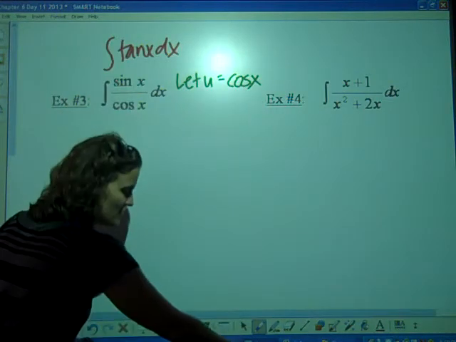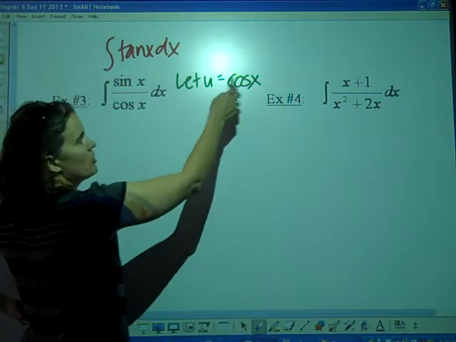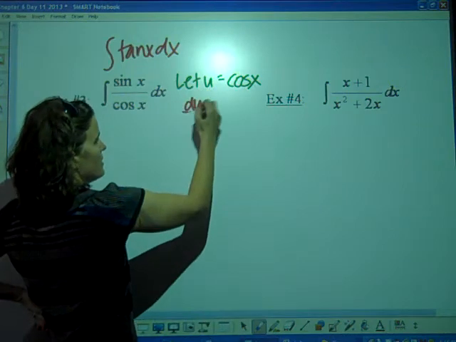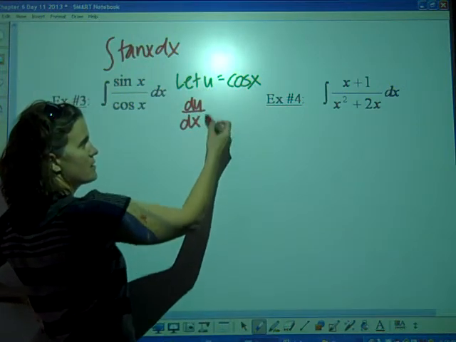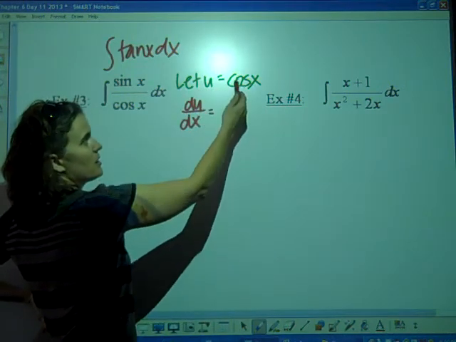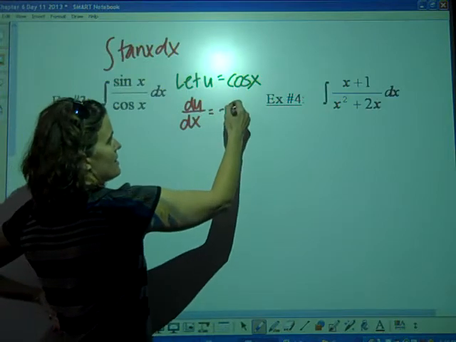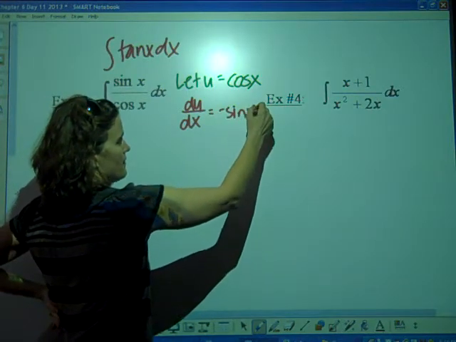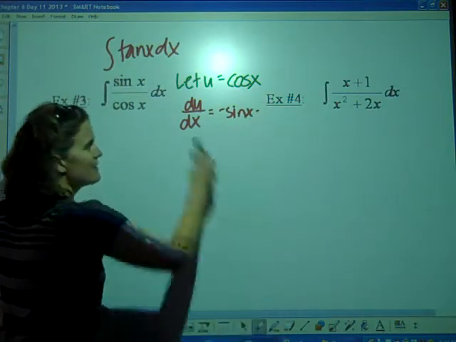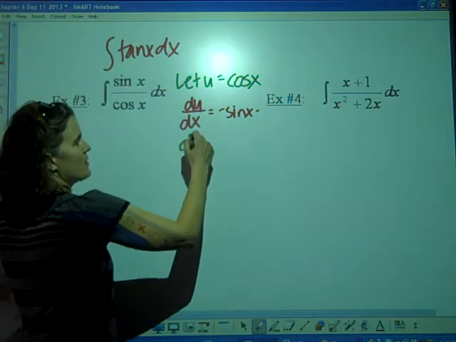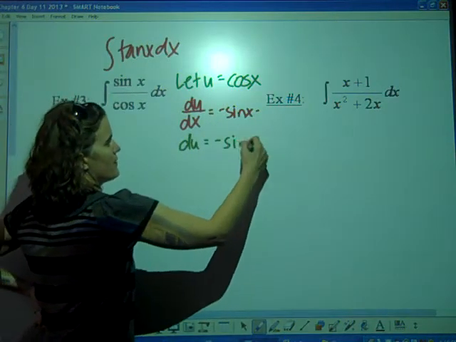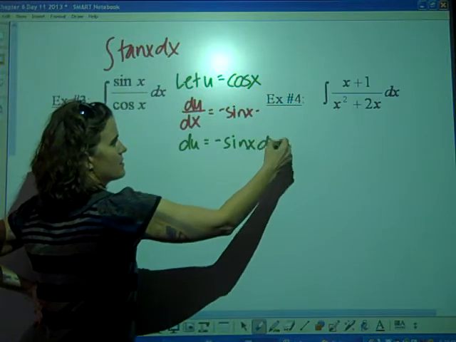Okay, I know it's been a while. For u substitutions, whatever you let u equal, your next step, you should take the derivative of u with respect to x. So the du dx would equal the derivative of cosine, I know is negative sine of x. And then always I'm going to multiply both sides by dx. So I get du equals negative sine of x times dx.